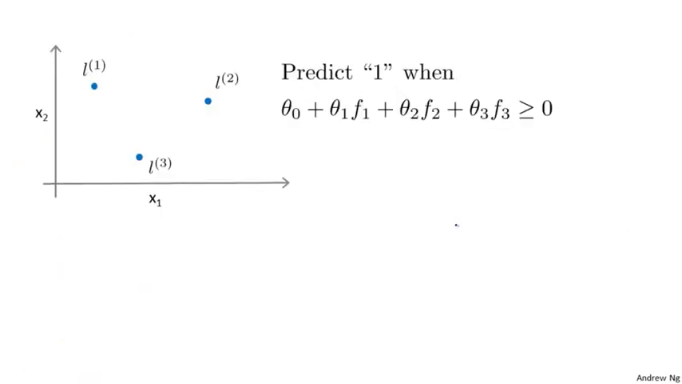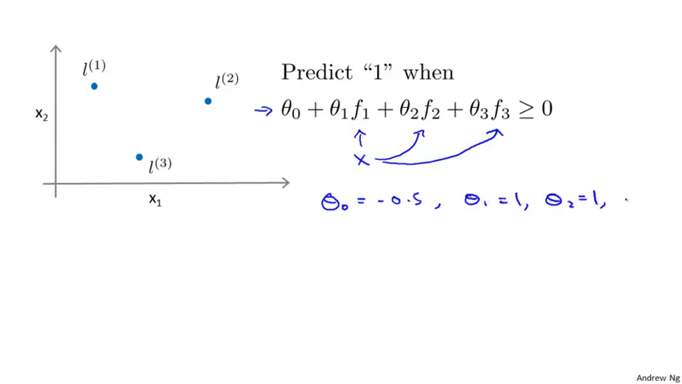So given this definition of the features, let's see what sorts of hypotheses we can learn. Given a training example X, we're going to compute these features F1, F2, F3, and our hypothesis is going to predict 1 when theta 0 plus theta 1 F1 plus theta 2 F2 and so on is greater than or equal to 0. For this particular example, let's say that I've already run a learning algorithm, and somehow I ended up with these values of the parameters. So theta 0 equals minus 0.5, theta 1 equals 1, theta 2 equals 1, and theta 3 equals 0.